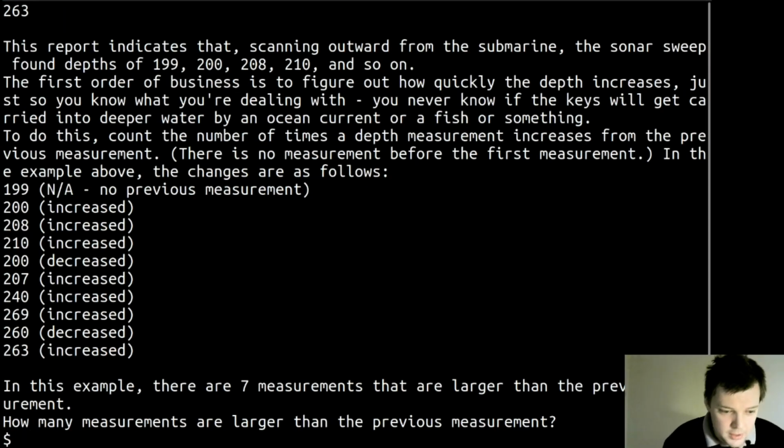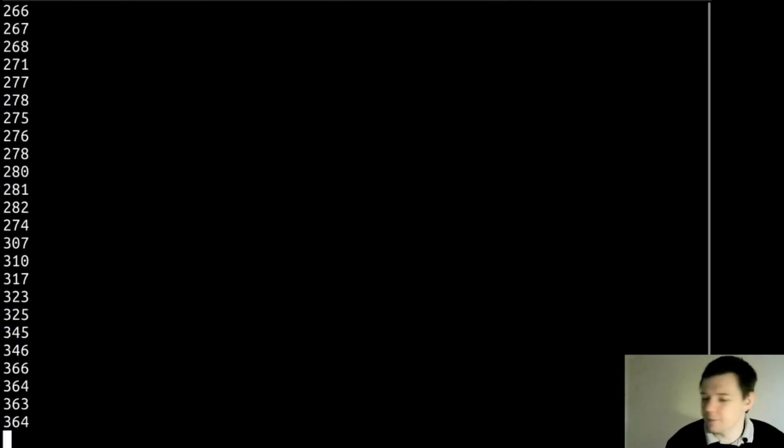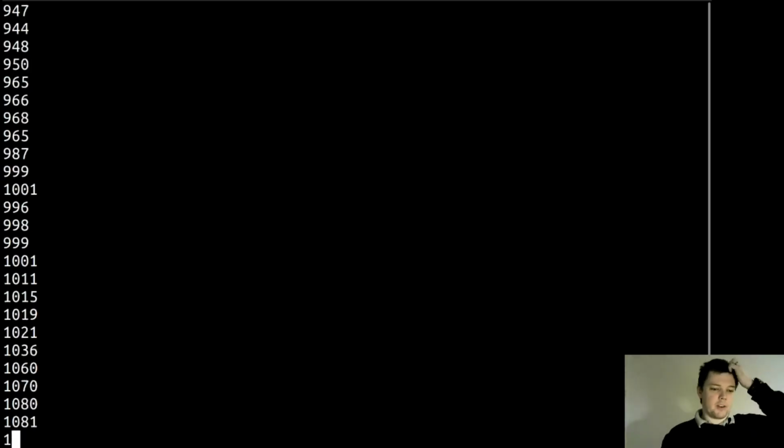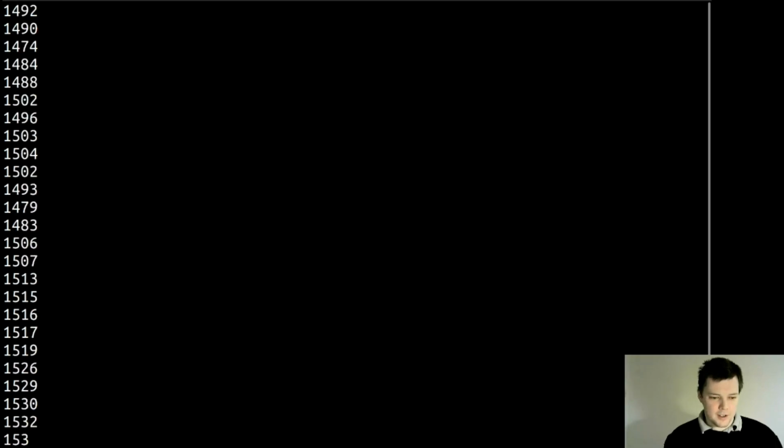How many measurements are larger than the previous measurement? Okay, that sounds easy. Which is what we'd expect. It's only day 1. Oh, don't be a really long input. I really wish I could write the program while it was downloading the input. Need a multitasking machine for next year.